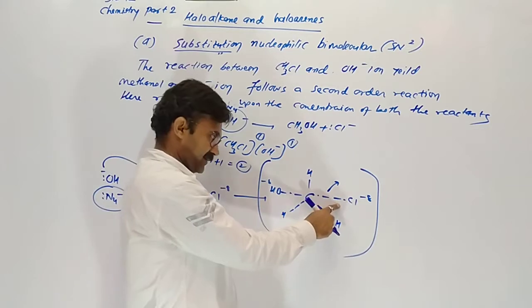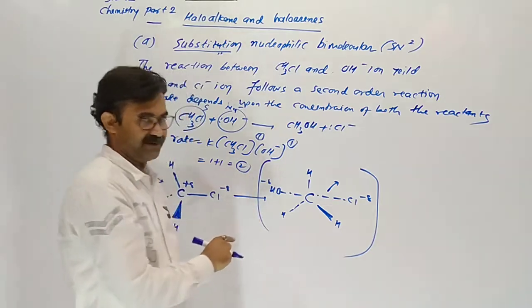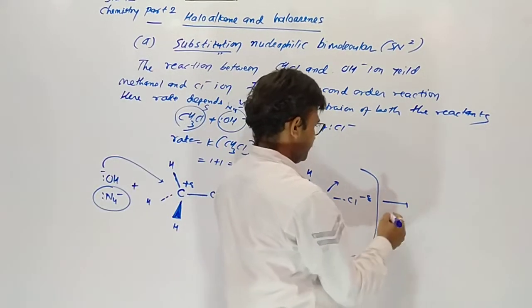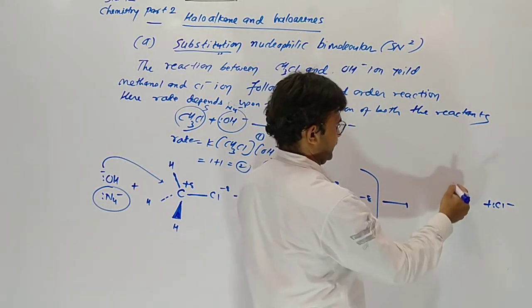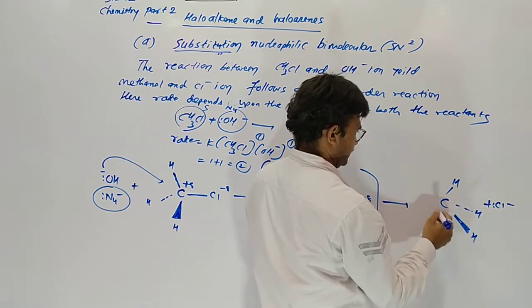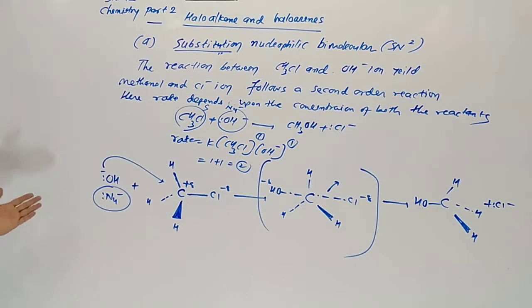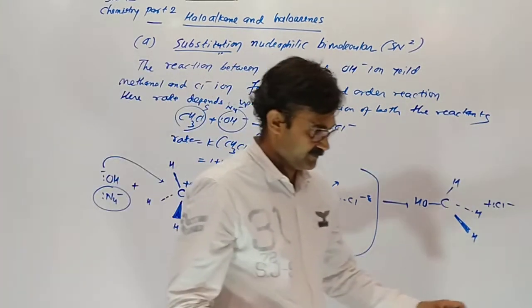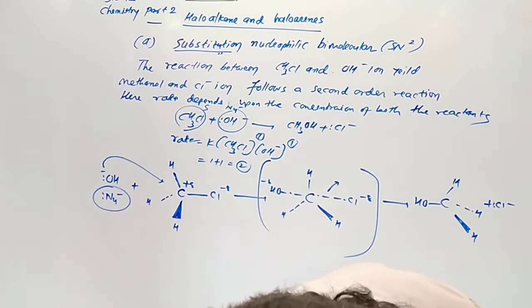This bond is not totally broken, and this bond is not yet formed. The breaking is starting, and the forming is starting. So now when chlorine is totally removed, the three hydrogens are arranged like this. Inversion occurs. That process is called inversion. In standard 11 we discussed it. In this type of reaction both are necessary.